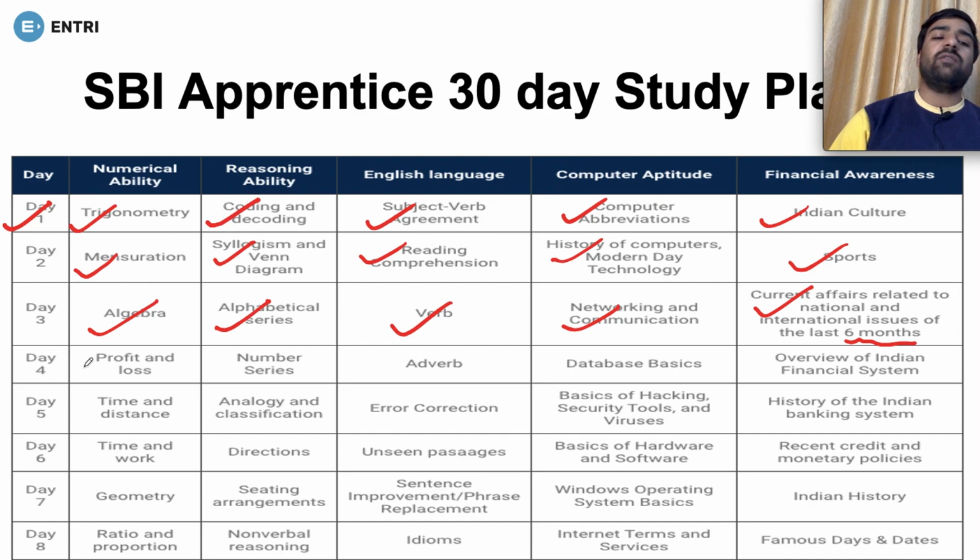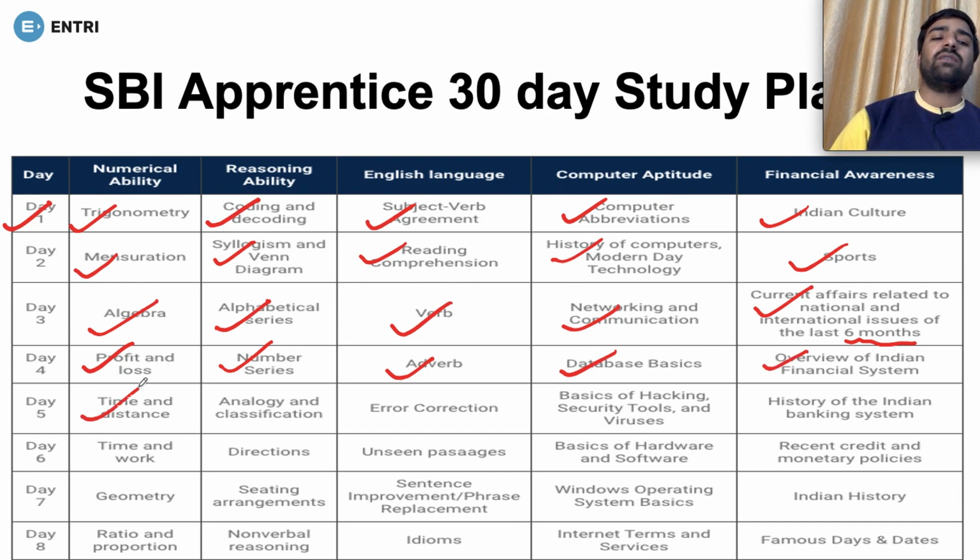On day 4, from the quant part, go with profit and loss. From the reasoning section, go with number series. From the English part, go with adverb. From computer, you can go with database basics on the 4th day. And from the financial awareness section, go with an overview of the Indian financial system.